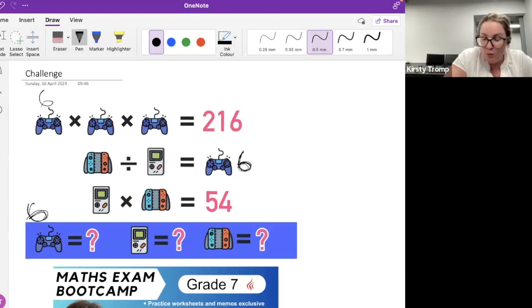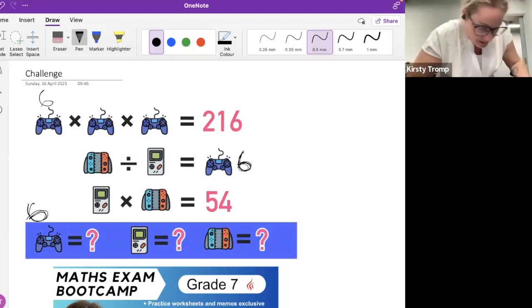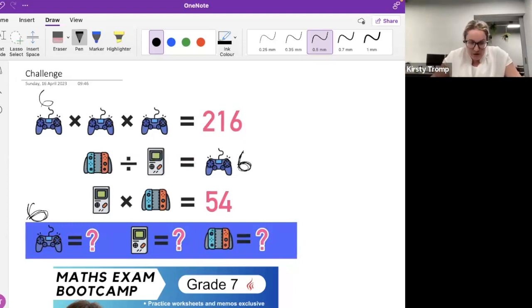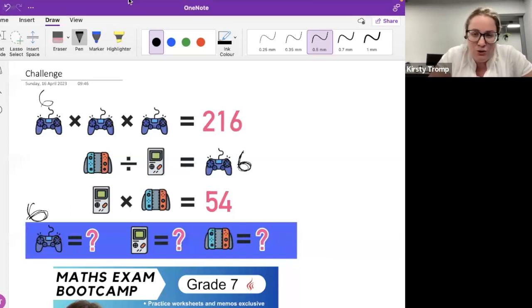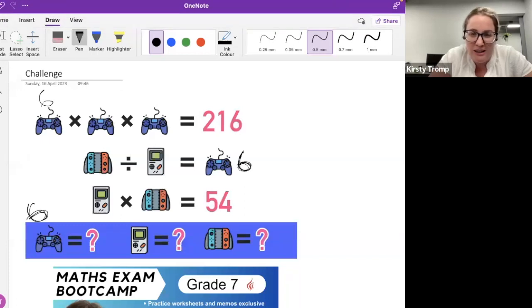What times what will give me 54? So what two numbers, when I times them, will give me 54, but they're the same numbers that when I divide the one by the other, give me 6? Who knows? Can you see it's a challenging one? It's a hard one today. Who's got some answers for me in the chat? I've got 12 divided by 2, okay? And when I do 12 times 2, oh, that's going to be hard, hey?